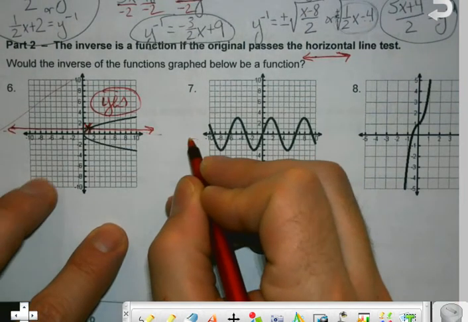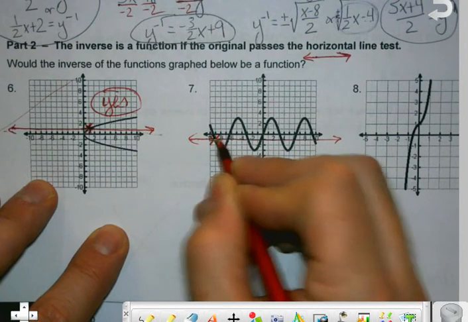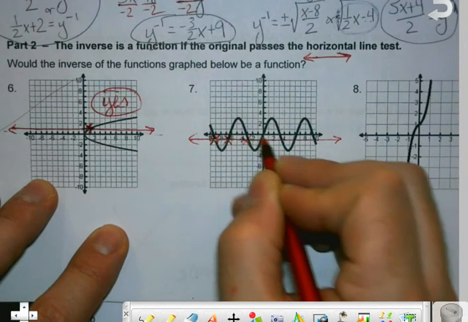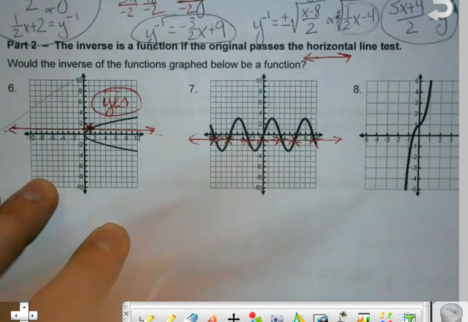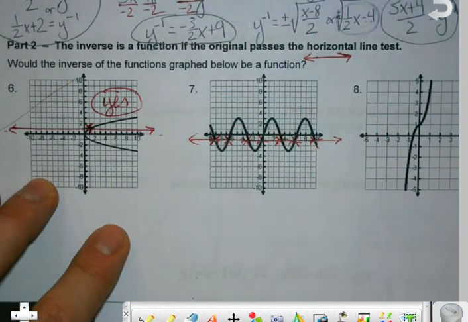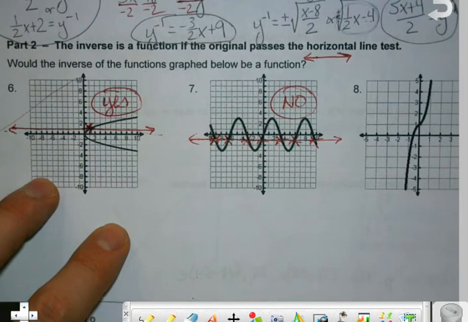If it crosses in more than one place, like 1, 2, 3, 4, I think I get the message across here, 5, 6, that's a few more than one place. So this one, my inverse wouldn't be a function.